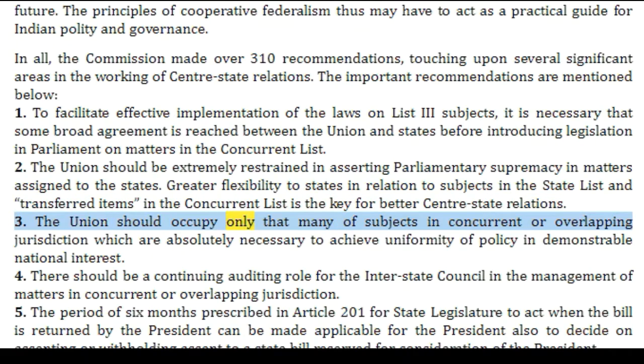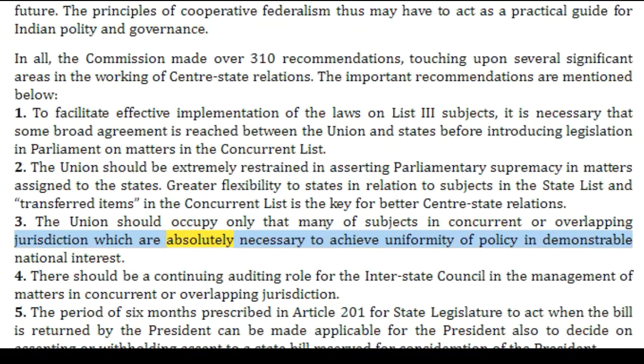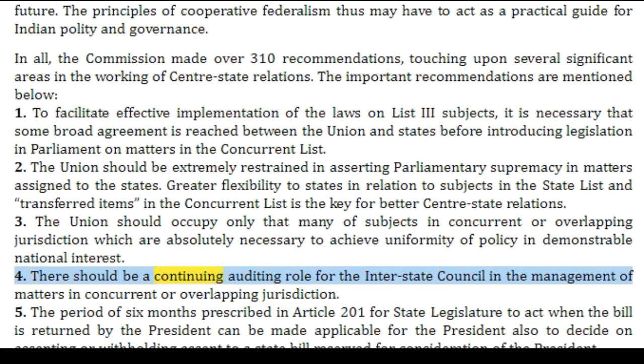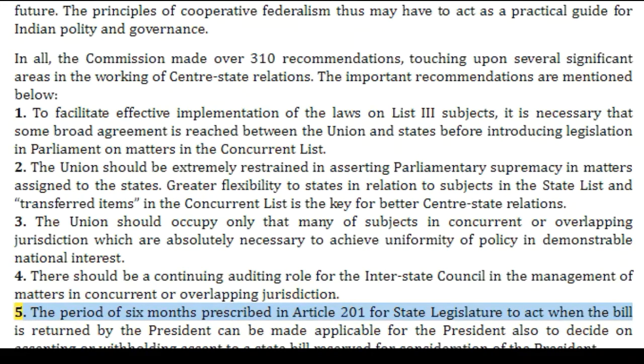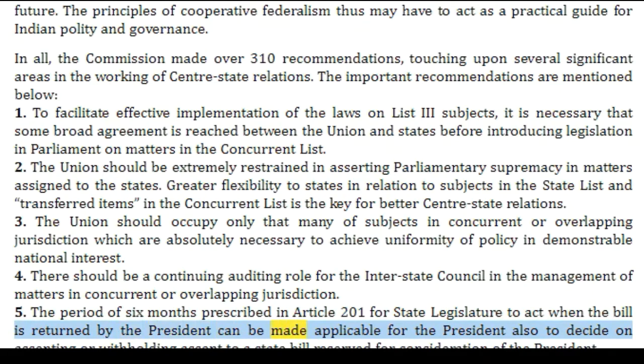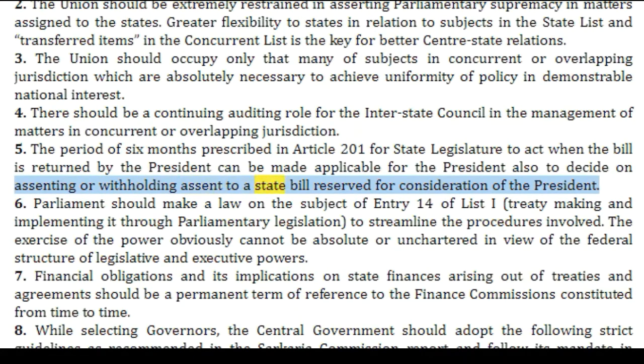3. The Union should occupy only that many of subjects in concurrent or overlapping jurisdiction which are absolutely necessary to achieve uniformity of policy in demonstrable national interest. 4. There should be a continuing auditing role for the Interstate Council in the management of matters in concurrent or overlapping jurisdiction. 5. The period of 6 months prescribed in Article 201 for state legislature to act when the bill is returned by the President can be made applicable for the President also to decide on assenting or withholding assent to a state bill reserved for consideration of the President.